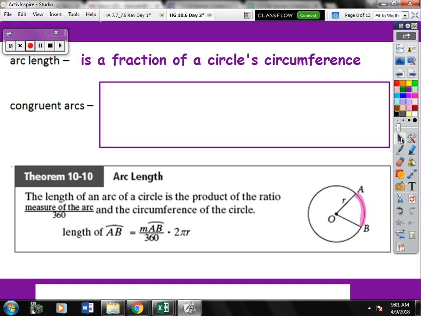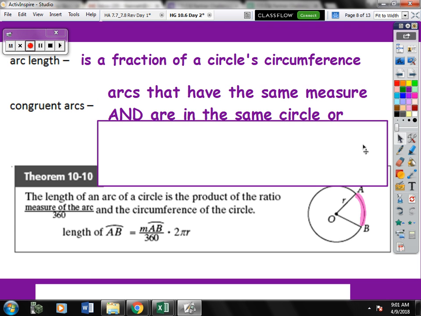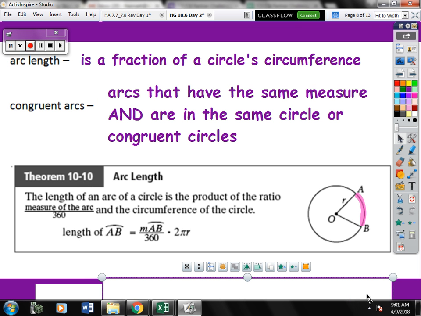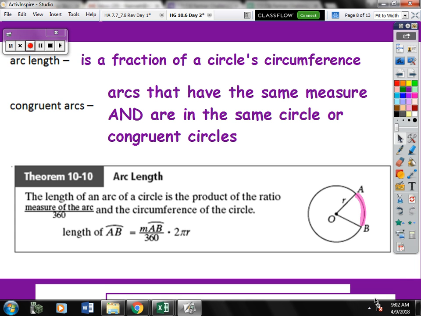Okay. Congruent arcs are arcs that have the same measure and are in the same circle or congruent circles. When you change the radius, you would also change the arc.